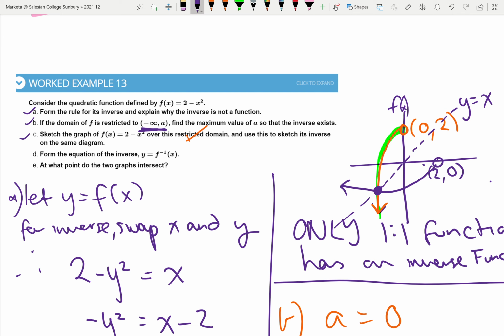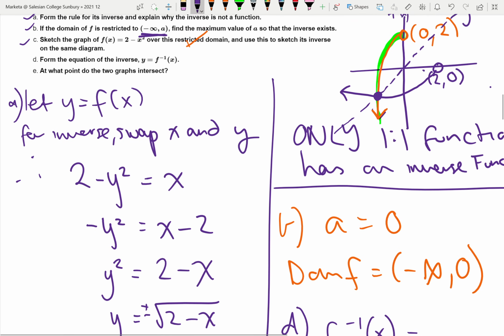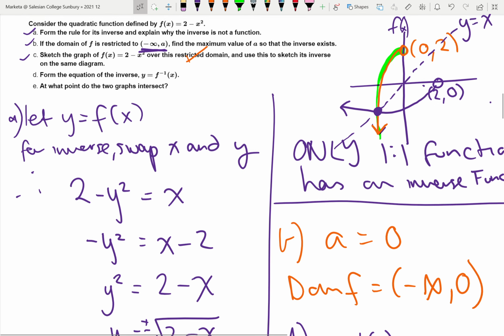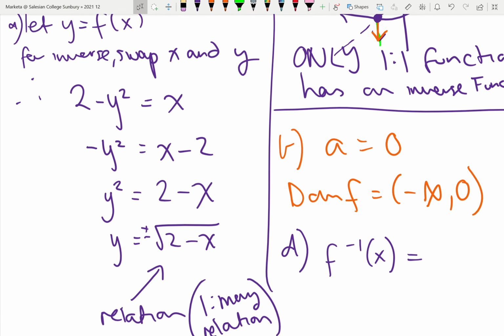Form the equation of the inverse, y equals f inverse of x. Okay, so part D. We've already found the inverse relation there. We've found the rule. So then, well, we don't need to do that all again. We can say f inverse of x is going to be, and we choose which one is the relevant one, and we can see that it's the negative. It's going beneath the graph there, it's the negative. So it's going to be our negative root 2 minus x.